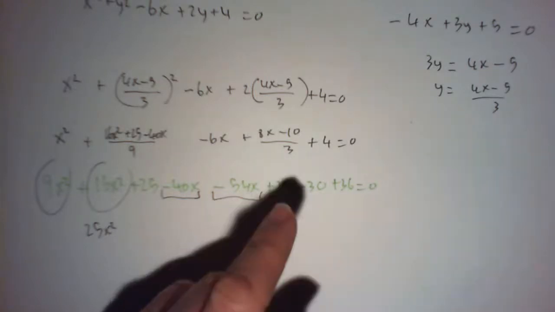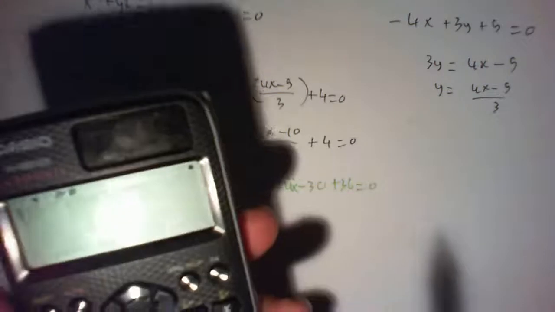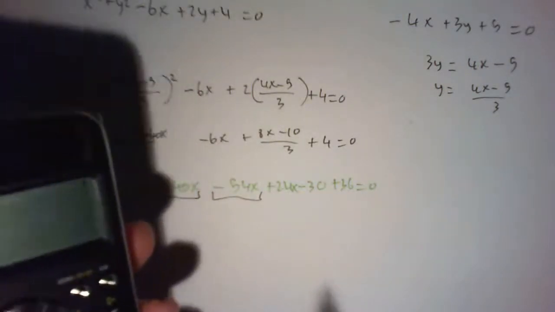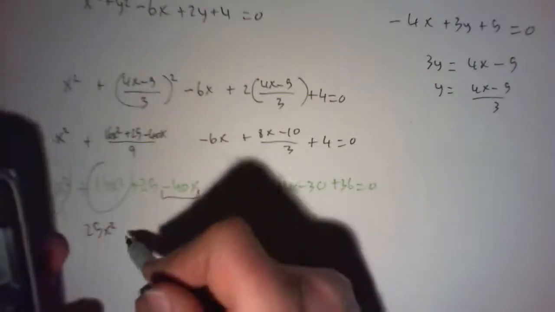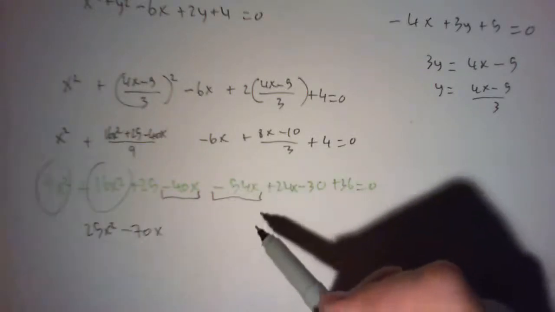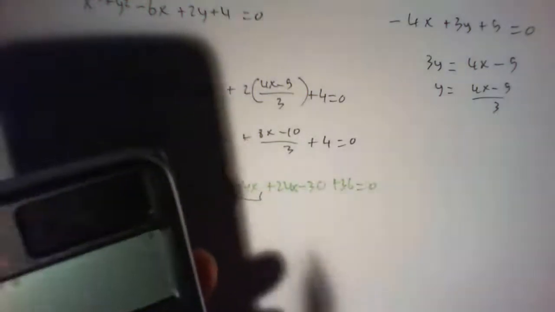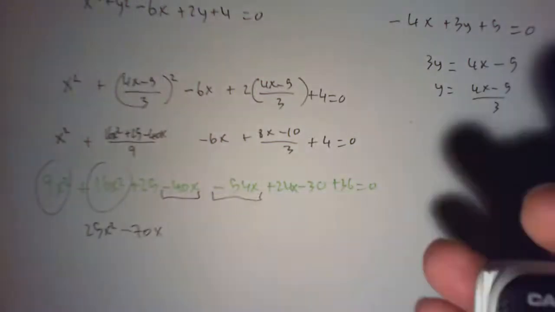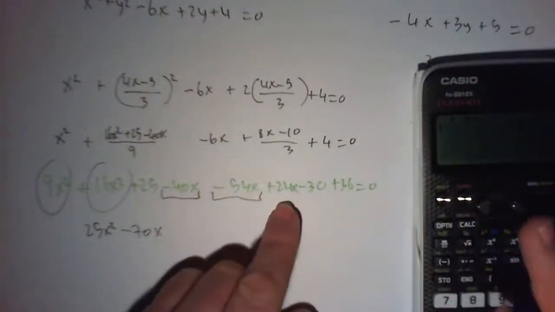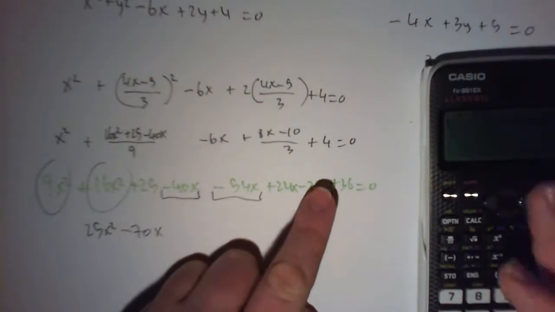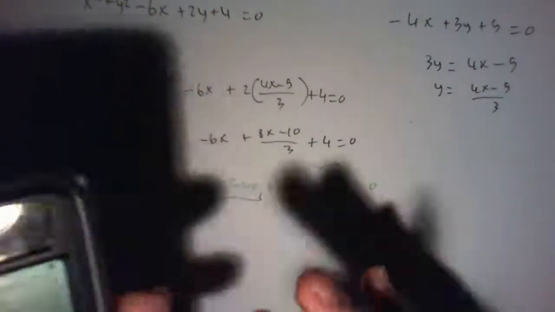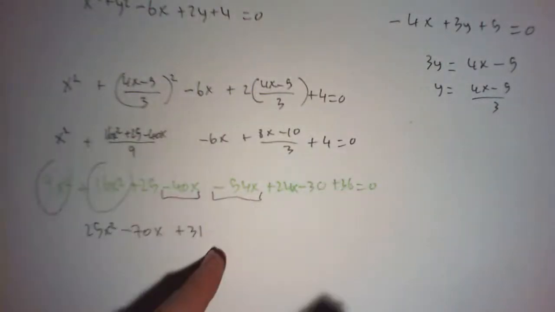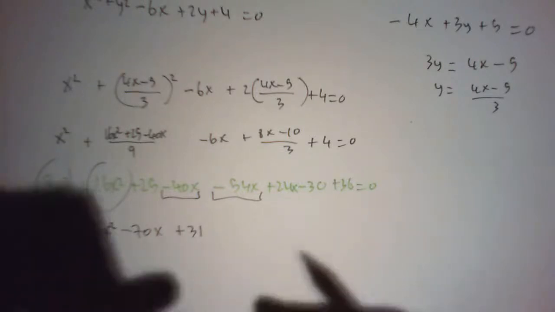Now listen, at this stage, I'm going to get Mr. Calculator out because I'm not going to risk getting this wrong at this hour of the morning. Minus 94 plus 24 is minus 70. And then what am I left with? 25 minus 30 plus 36. Okay, that's 31. That's a prime, so it doesn't have any factors.